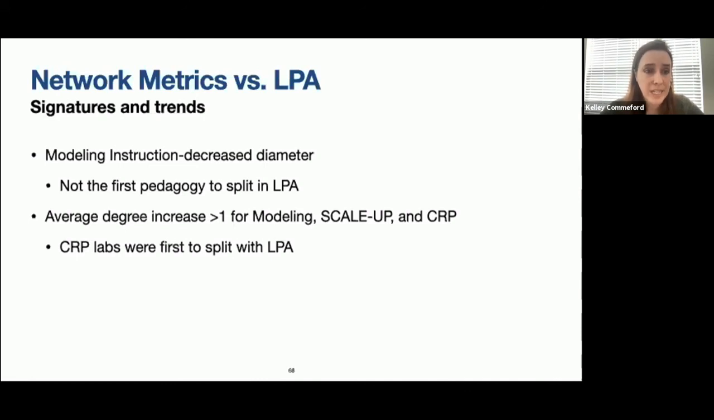The average degree increased for modeling, scale-up, and context-rich problems. So are these identifying features of these pedagogies, or is it something else? Latent profile analysis suggests something else, because scale-up never separated away from the lecture-like environments, whereas context-rich problems did, then IO labs, and then modeling instruction.